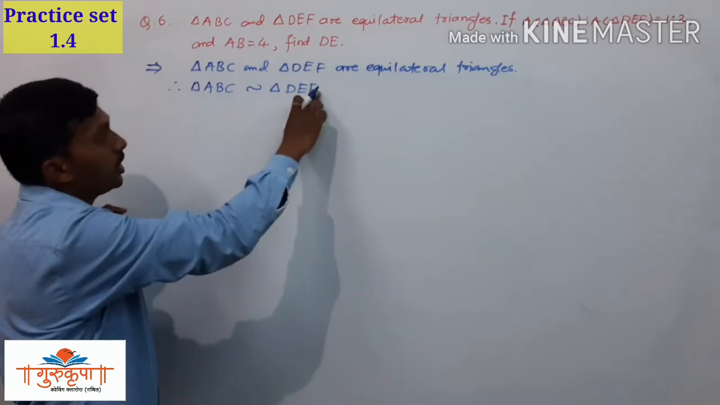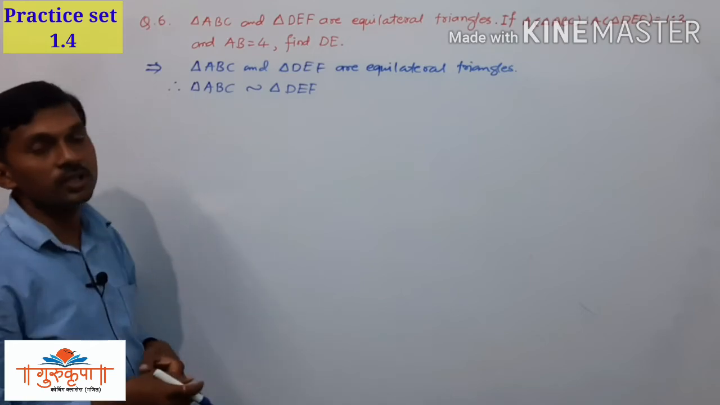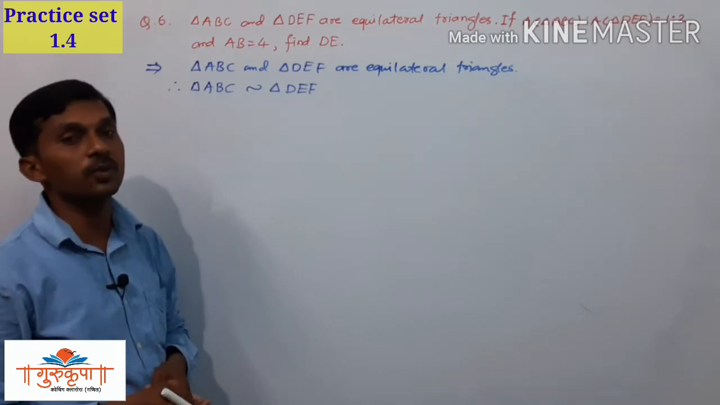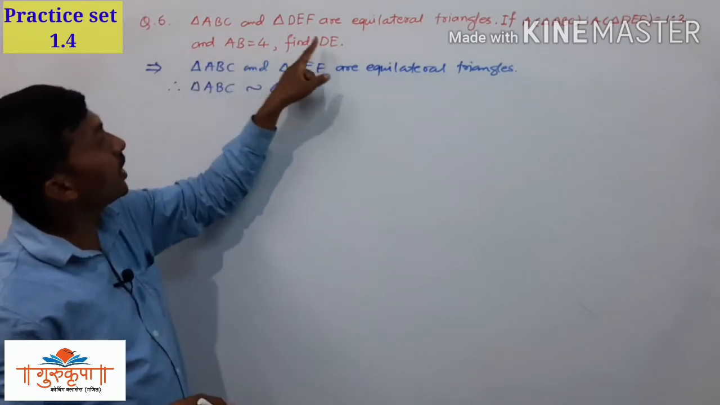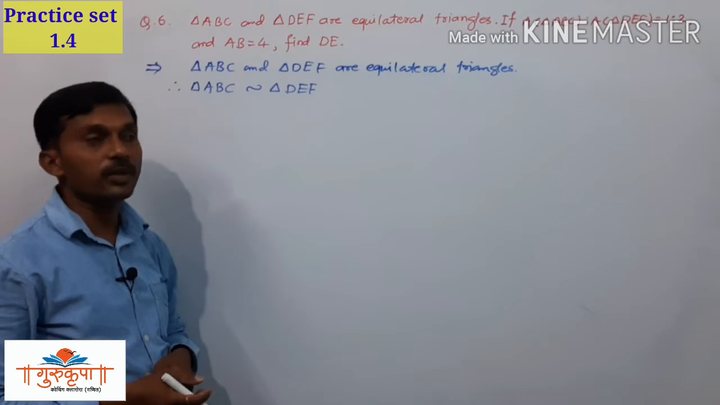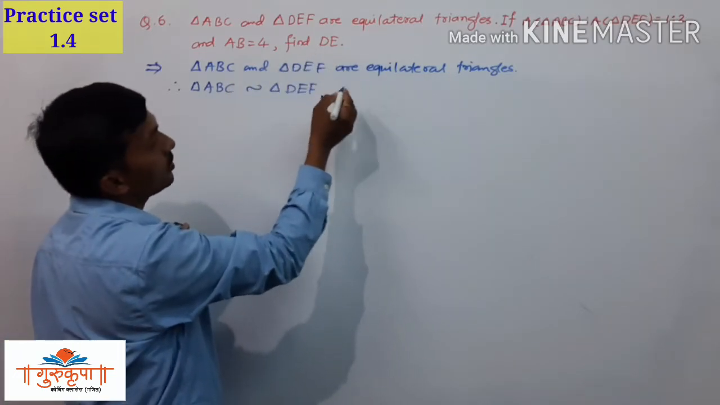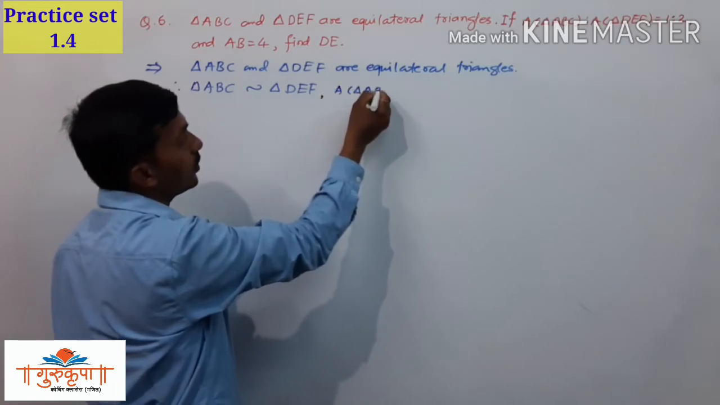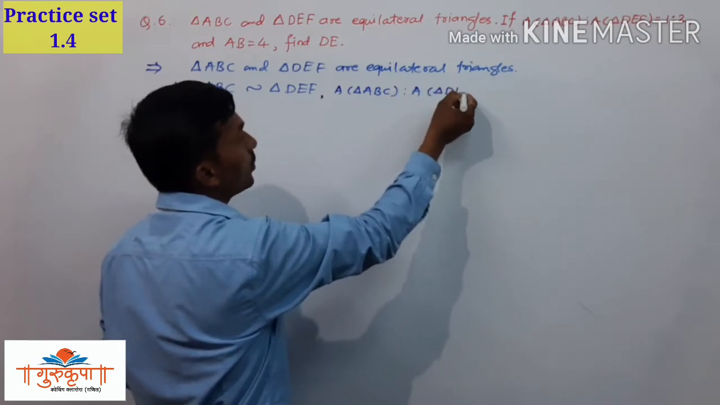Now we know that if two triangles are similar to each other, then the ratio of the areas of these two triangles is equal to the ratio of the squares of their corresponding sides. So, using that theorem, we can easily find the measurement of segment DE. Here we can write the remaining given information. We have been given area of triangle ABC to area of triangle DEF is equal to 1:2. That is given information.